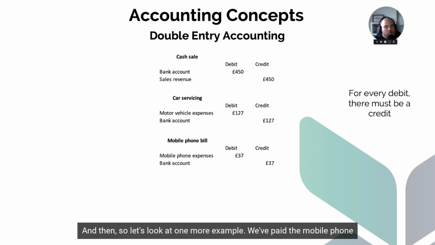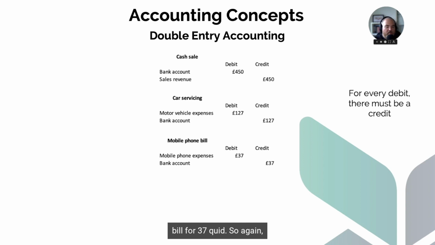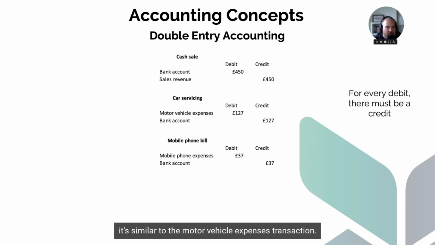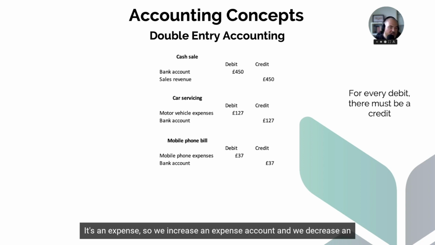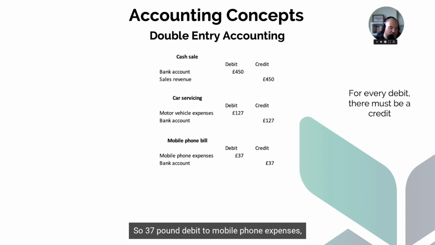And then, let's look at one more example. We've paid the mobile phone bill for 37 quid. Again, it's similar to the motor vehicle expenses transaction. It's an expense, so we increase an expense account and we decrease an asset account. The expense account in this case is mobile phone expenses. So £37 debit to mobile phone expenses, £37 credit to the bank account.